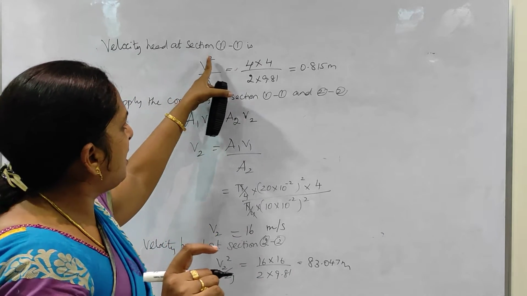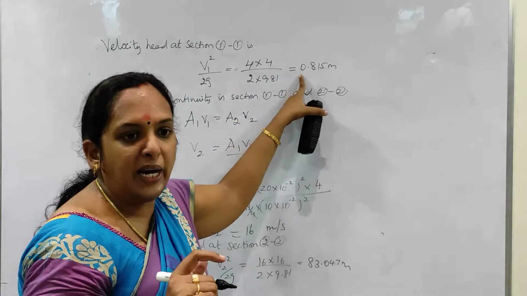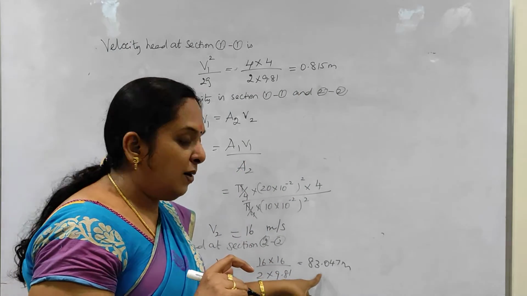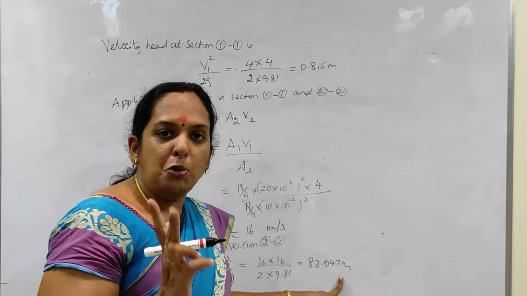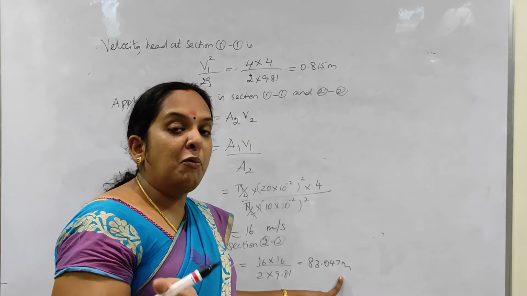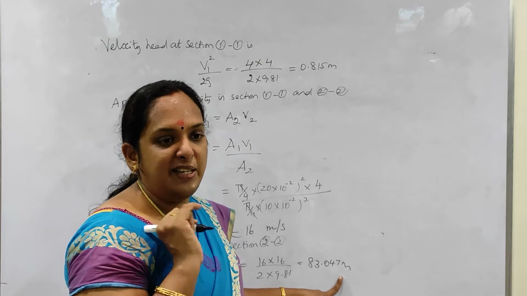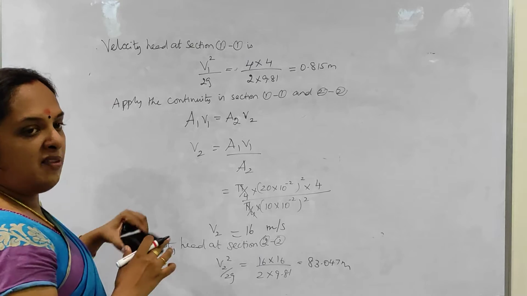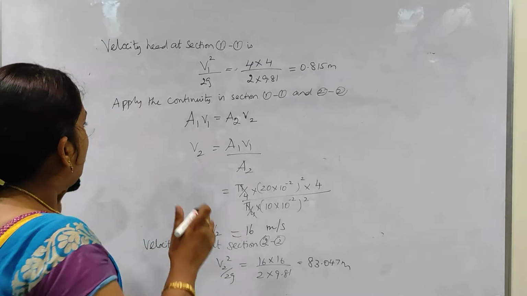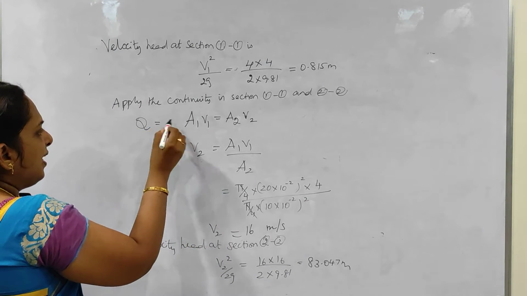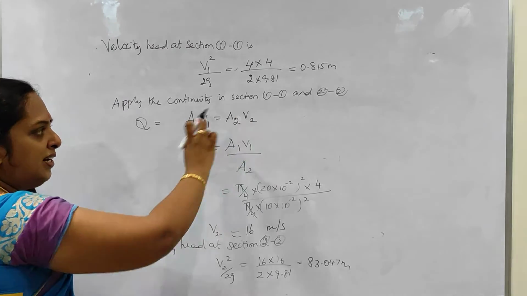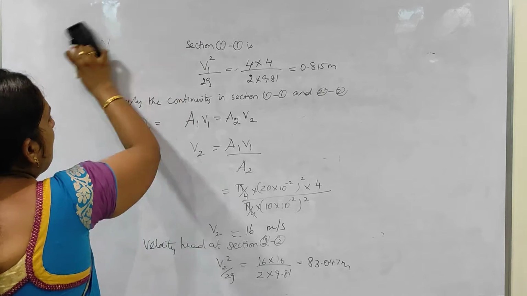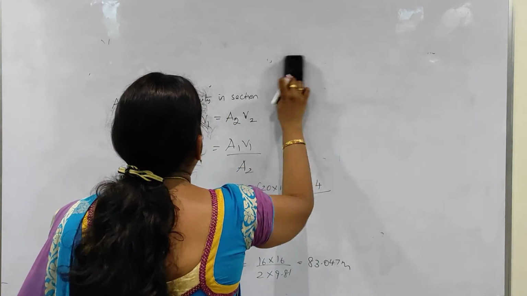So I have got the answers to the two questions. One is the velocity head at section 1, which I have got as 0.815 meters. And the second one is the velocity head at section 2, which is 83.047 meters. So both velocity heads are done. And one more question is asked: the discharge, or we can say the rate of discharge. So we know the continuity equation. What is this continuity equation? The rate of discharge at section 1 will be equal to the discharge at section 2. So by using this equation, I am going to find the rate of discharge.